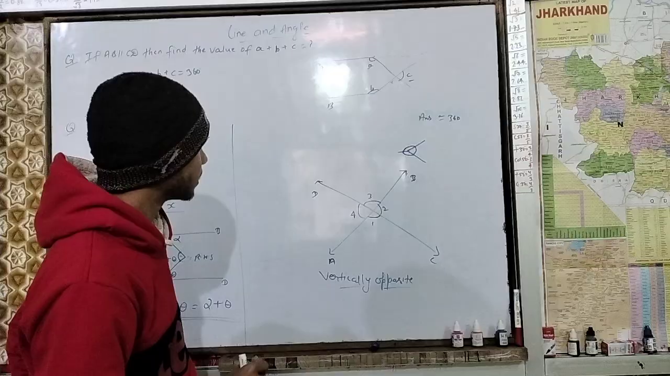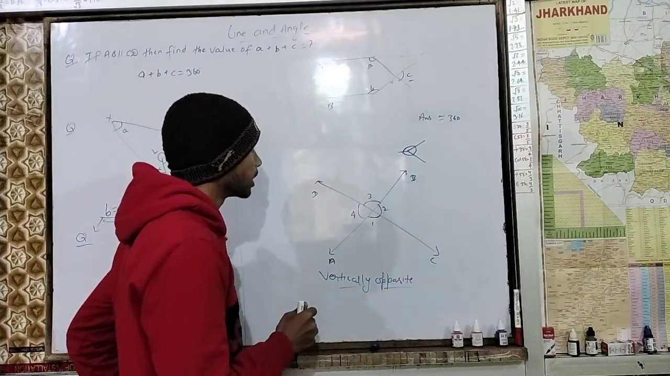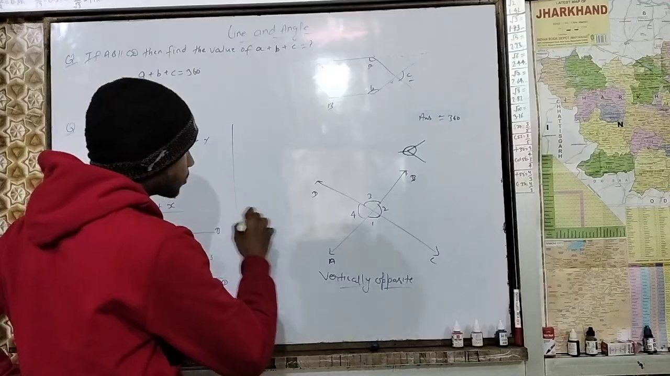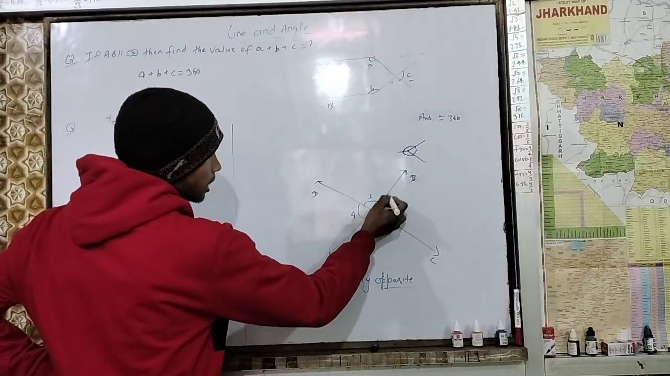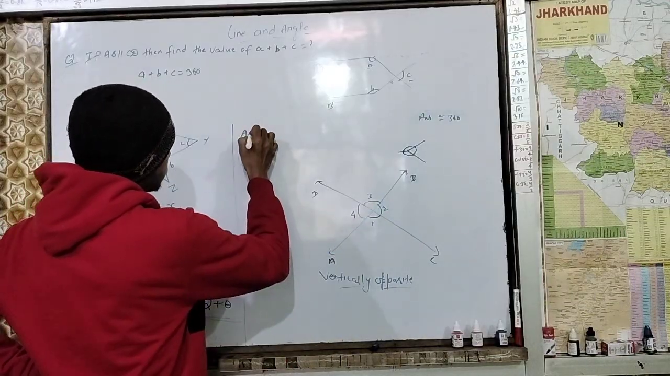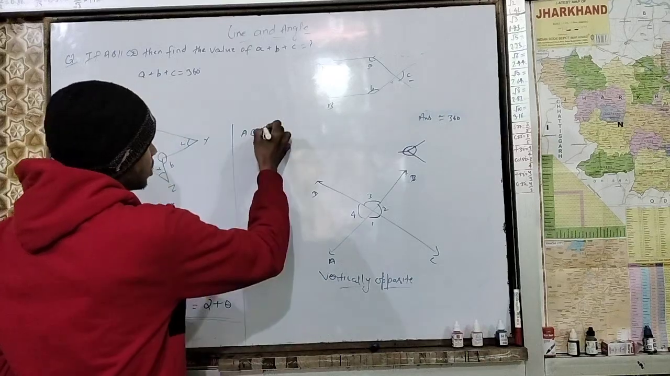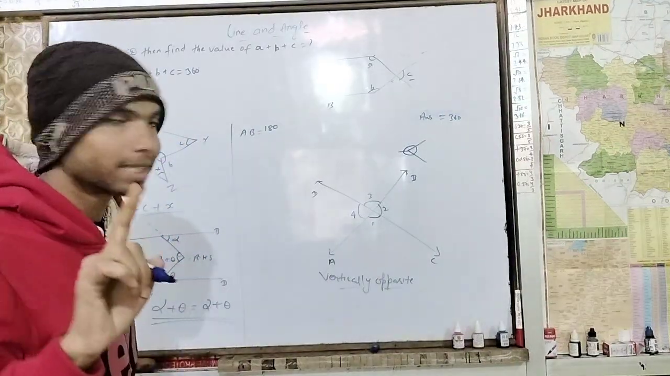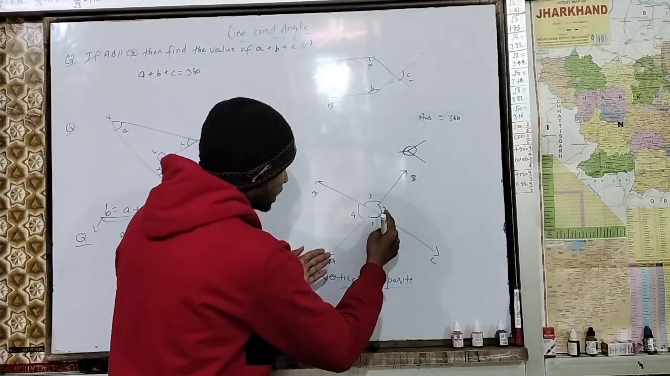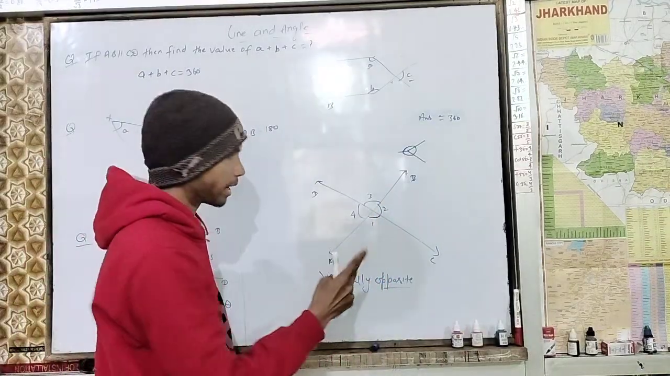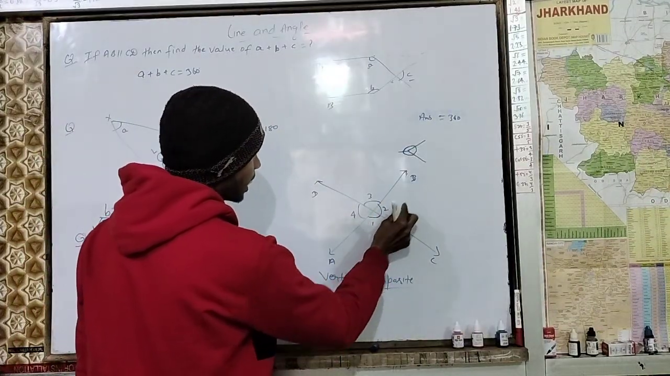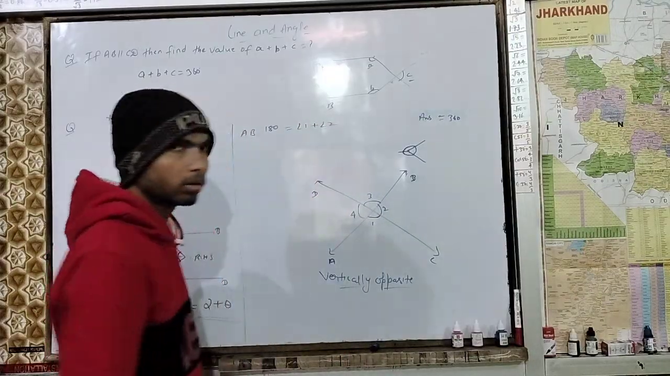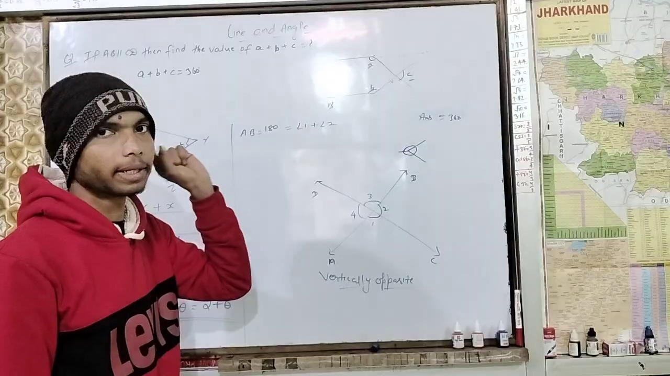Here we are understanding that this AB is a linear pair. This is a straight line. It has two parts of angles, this angle 1 and this angle 2. Angle 1 plus angle 2 will be equal to 180 degrees.